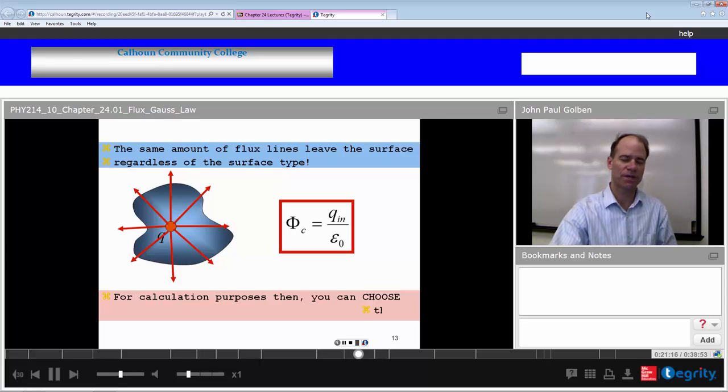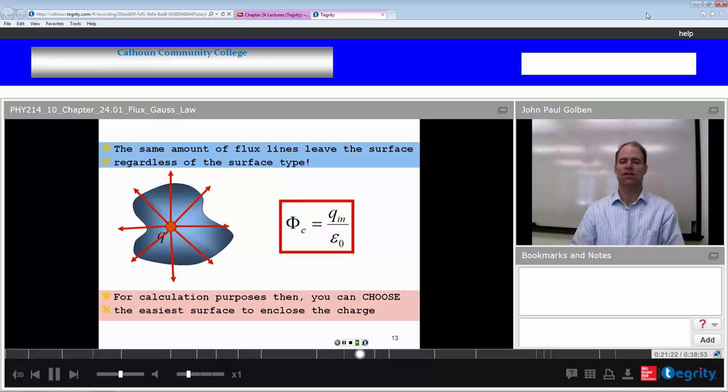This is kind of neat because if you were trying to calculate the flux, for calculation purposes, you can choose the easiest surface to enclose the charge. You don't have to use the surface that you were given, because if you're just trying to find the flux, it doesn't matter what surface you were given. You could have any surface. So you're going to choose a surface that will make your calculation the easiest possible. So that's kind of cool. You have that choice. The surface you choose is what we're going to call a Gaussian surface, for reasons we'll explain later. But you would choose a surface regardless of the surface that you were given, so that you can make the calculation easier.